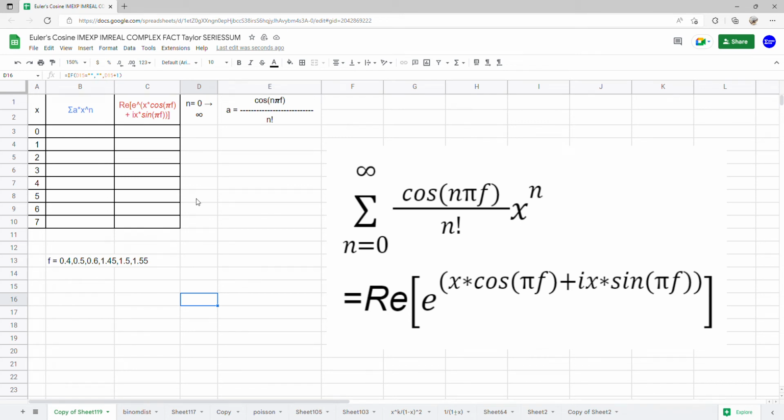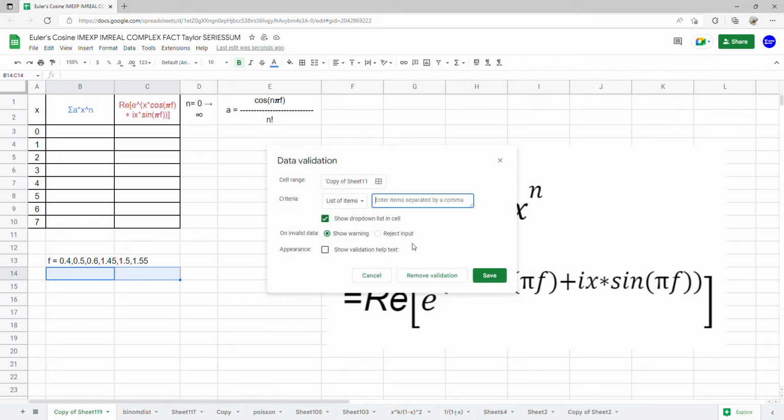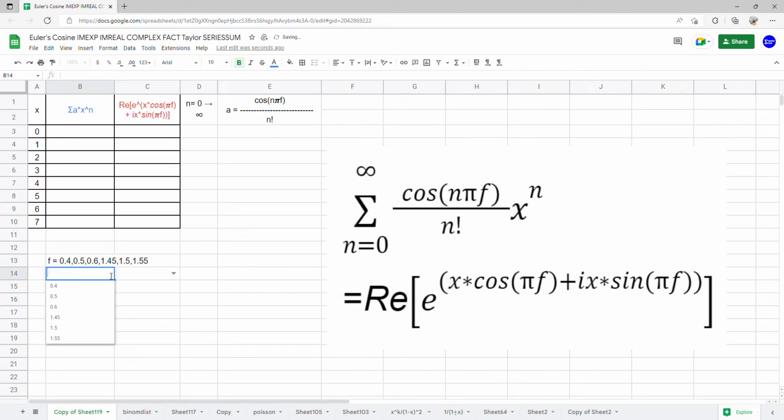In this video, we'll generate the Euler's cosine using IMEXP, IMREAL, complex, factorial, and the Taylor series using SERIESSUM. We begin with the values of f, the frequency, which is data validation, a list of items from 0.4 to 1.5. We can start with 0.5 and we continue.